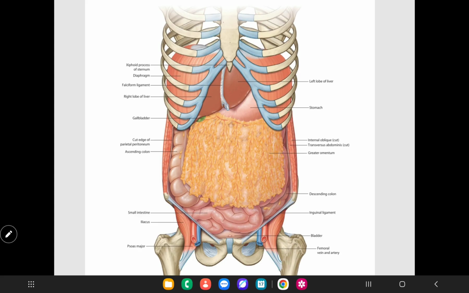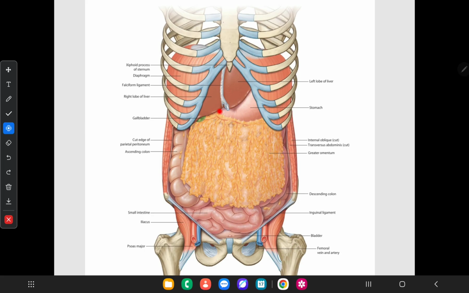Actually, the greater omentum means the peritoneal lining which is filled with a fatty layer. You can see the yellow color one is the greater omentum here. When we talk about the attachments of the greater omentum, it extends from the greater curvature of the stomach. Here is the greater curvature, and it extends from the greater curvature of the stomach.